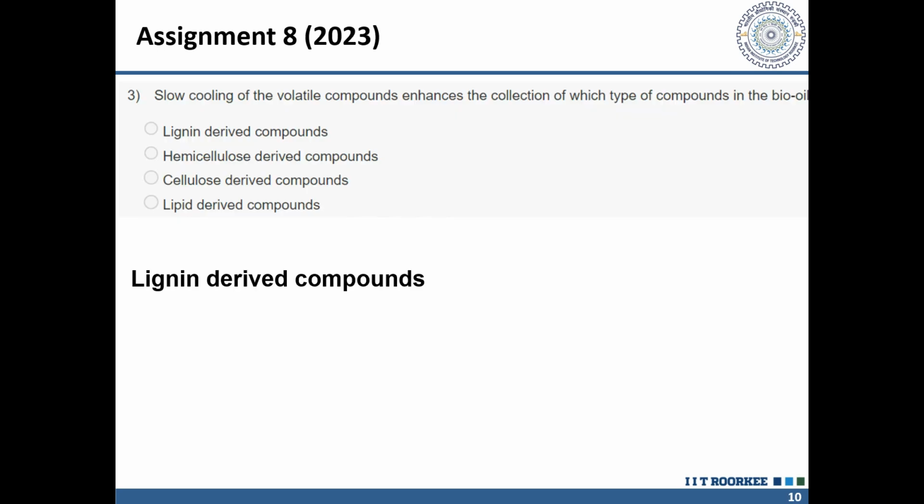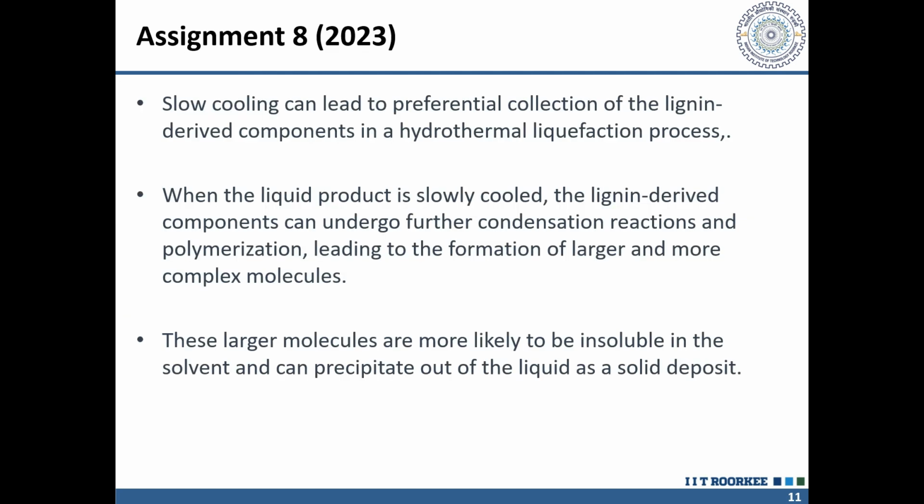Now let's move on to the third question. Slow cooling of the volatile compounds enhances the collection of which type of compound in the oil? So, in pyrolysis, if we do a slow cooling process, some compounds are precipitated due to polymerization. Those are lignin derived compounds. The theory behind it is that slow cooling can lead to preferential collection of lignin derived components.